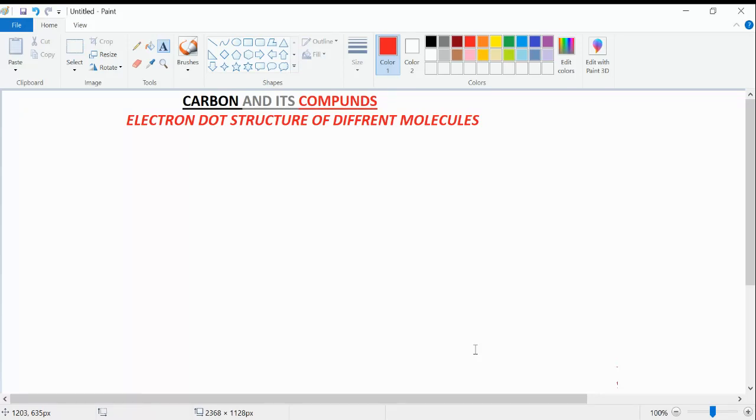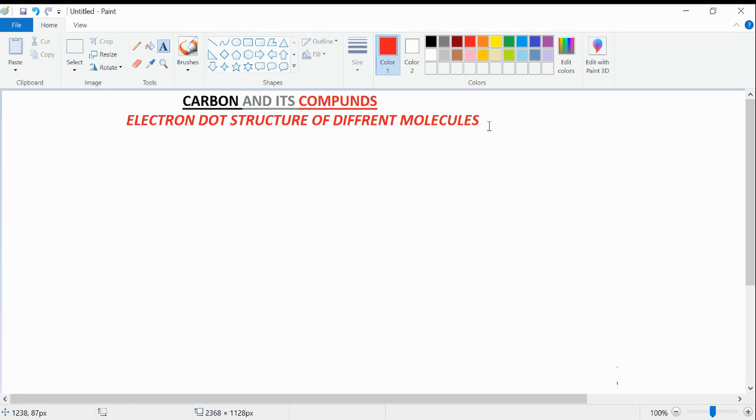In this video, we will discuss carbon and its compounds, and we will learn how to draw electron dot structures of different molecules. I have shared two videos of this topic already, and you can search them in the description box, video 1 and video 2. So let's start some more molecules having electron dot structure and how we can draw it. It's very important from the examination point of view.